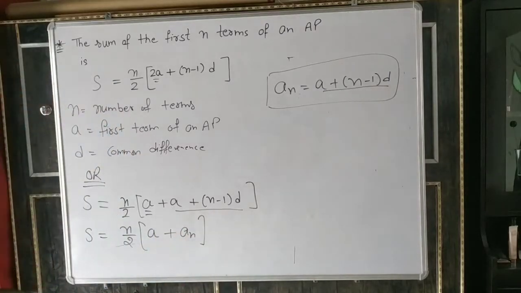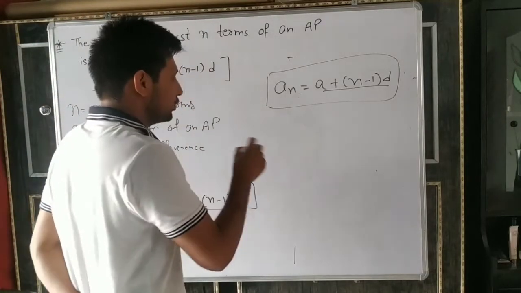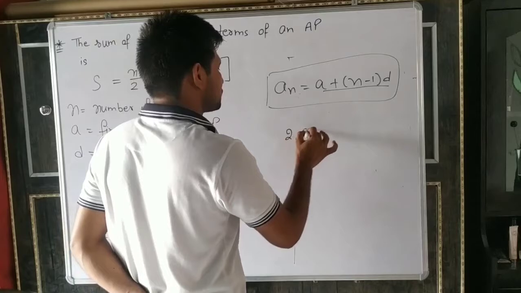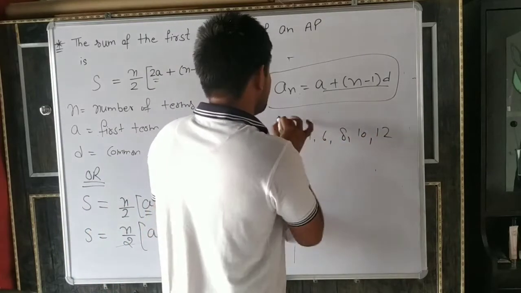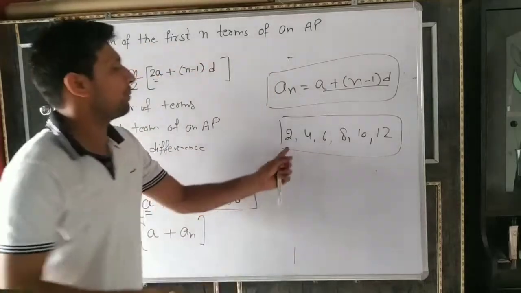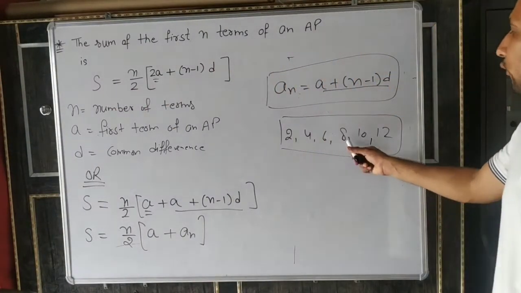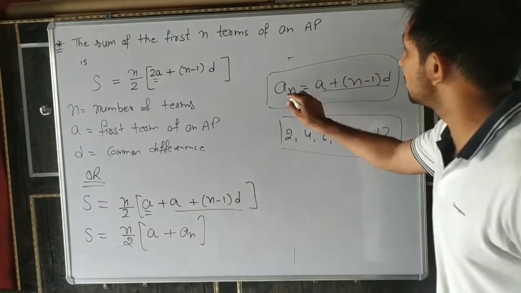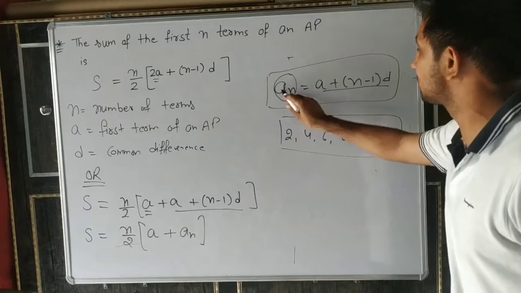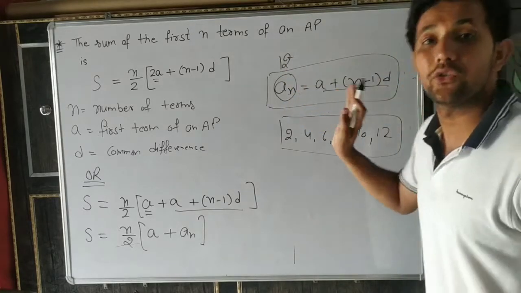And what is An? Suppose I ask you, find the number of terms of 2, 4, 6, 8, 10, 12. It is an AP. Find how many terms. So it means 1, 2, 3, 4, 5, 6 terms. But how do we find it? By using this formula. It means A1 is how much? A1 is here, An is here, 12.